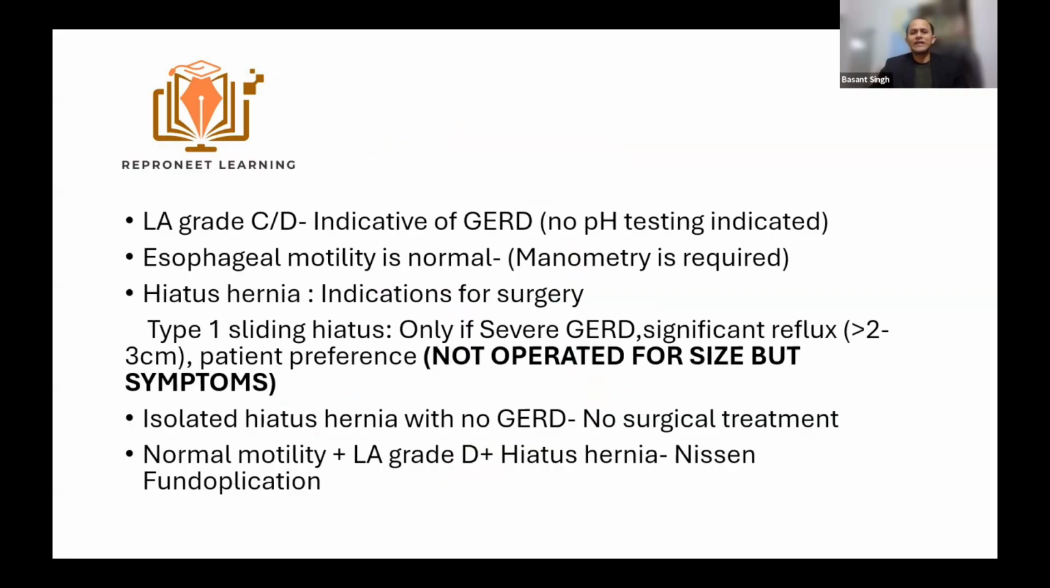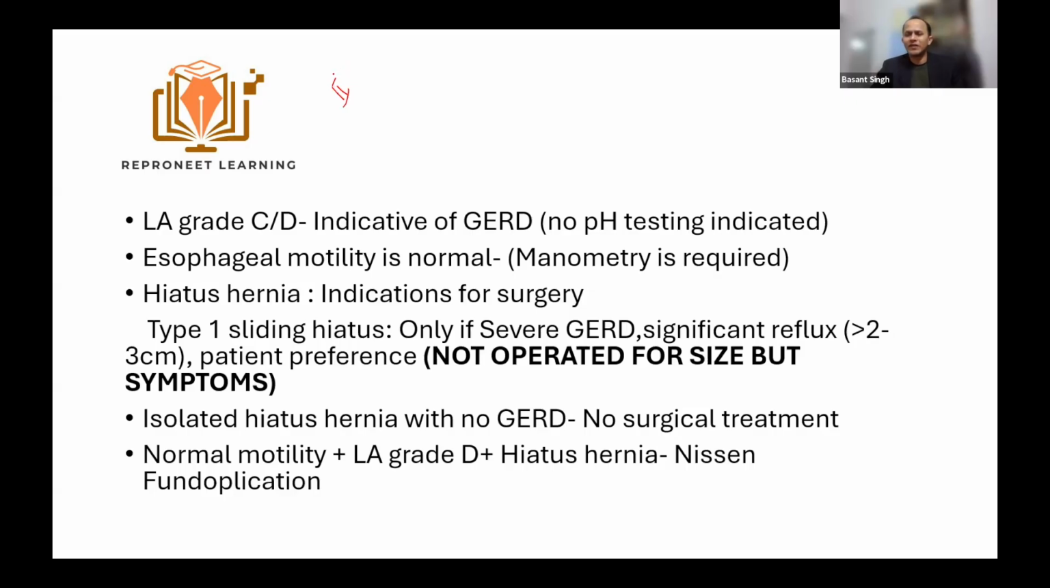So LA grade CD indicative of GERD, motility is normal, so it tells you that you require a manometry before surgery. Hiatus hernia, indication of surgery, type. So basically, if you have a hiatus hernia, and if it is a type 1 sliding hiatus hernia, you see many patients in OPD will come to your OPD with an endoscopic report, and they will write the patient has a type 1 or type 2 sliding hiatus hernia, 2 centimeter, 2.5 centimeter.